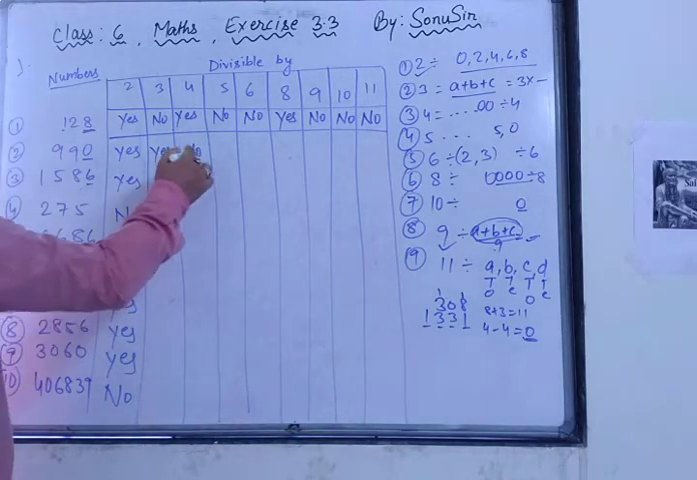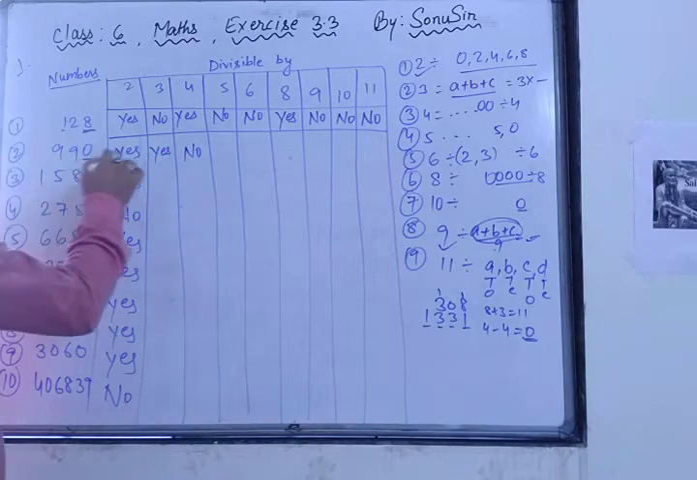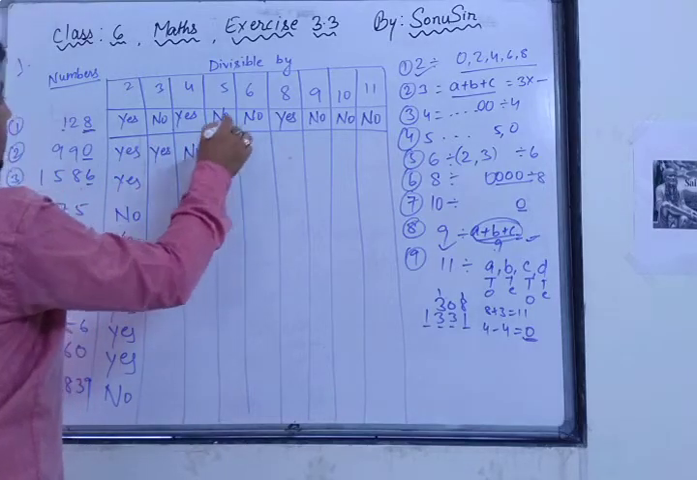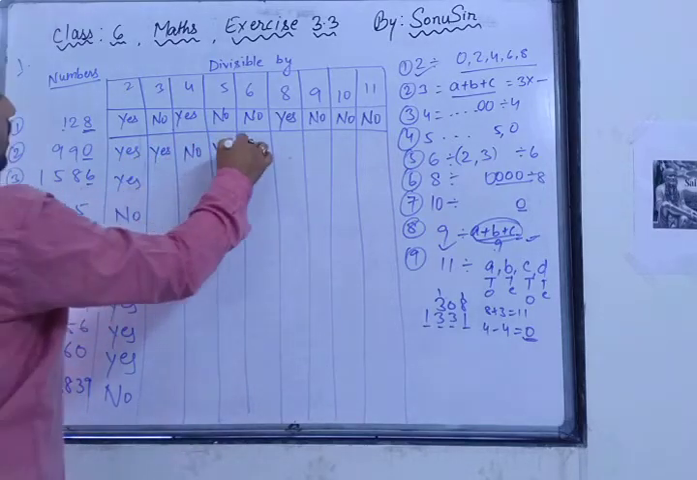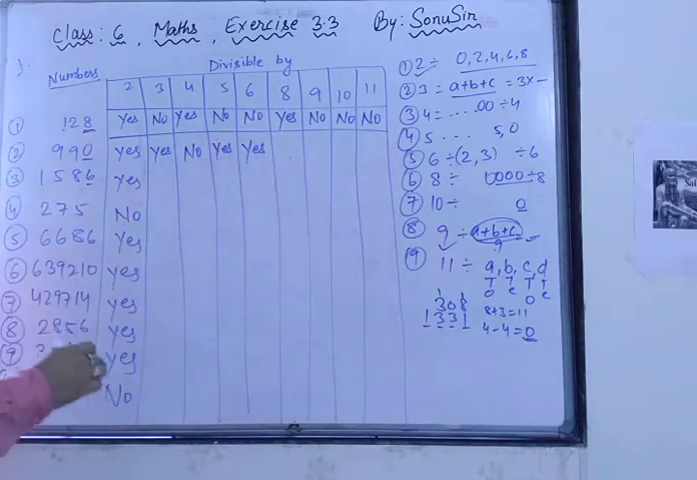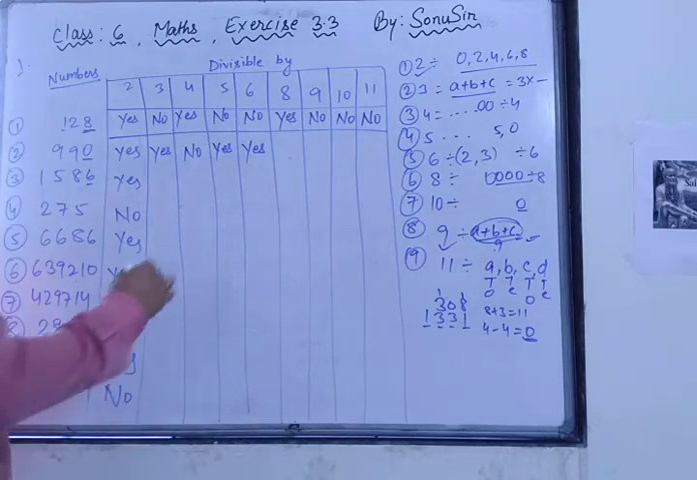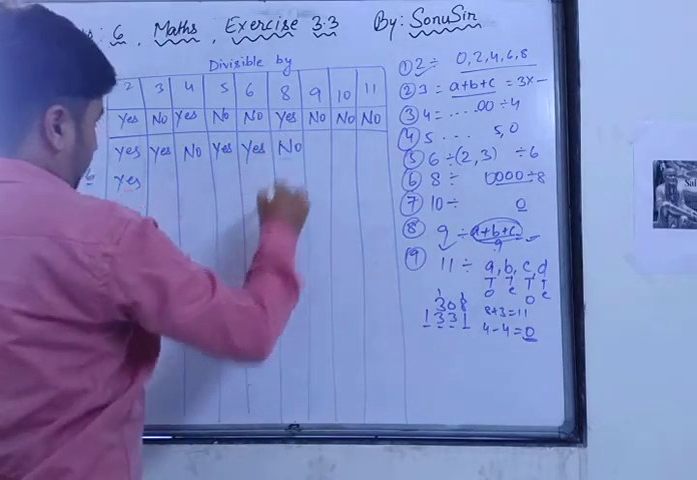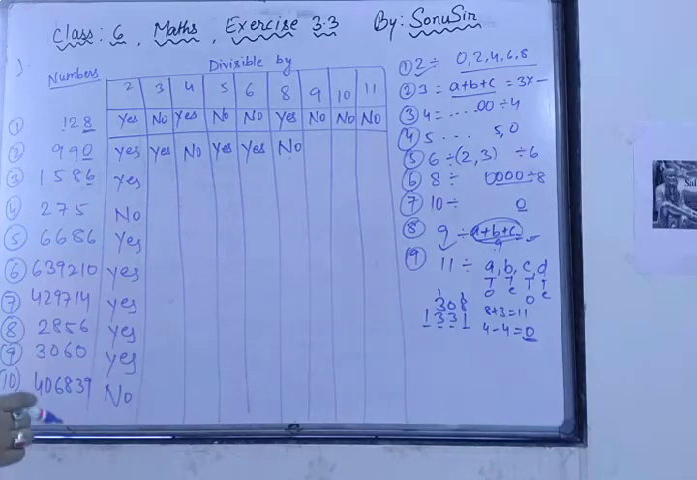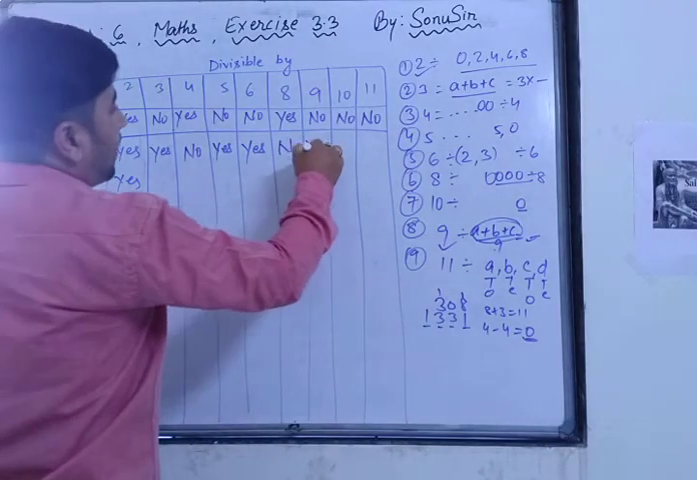What about the 5? On the ones place it is having 0, so it is divisible by 5 here. If 2 and 3 both are divisible, so it is divisible by 6. What about the 8? 8 1s are 8, 8 2s are 16, 30, 8 3s are 24. It is not divisible by 8. What about the 9? Yes, 9 plus 9, 18. 18 can be divisible by 9.